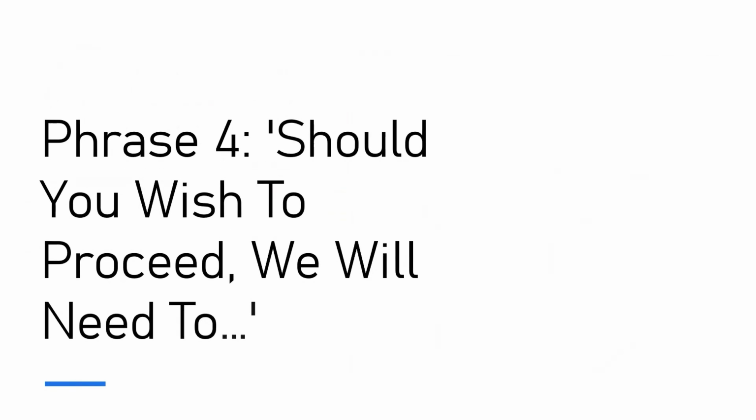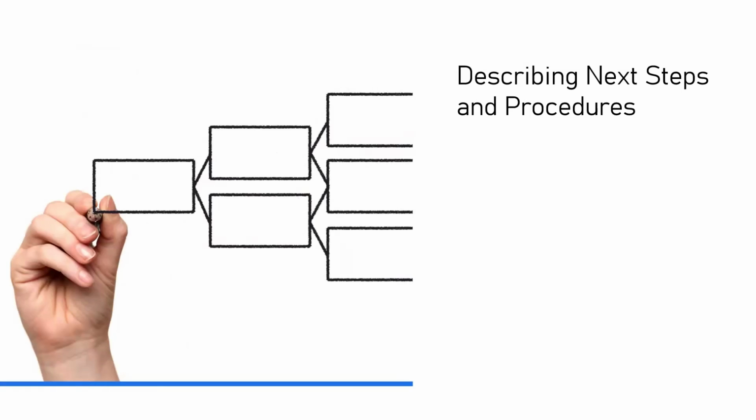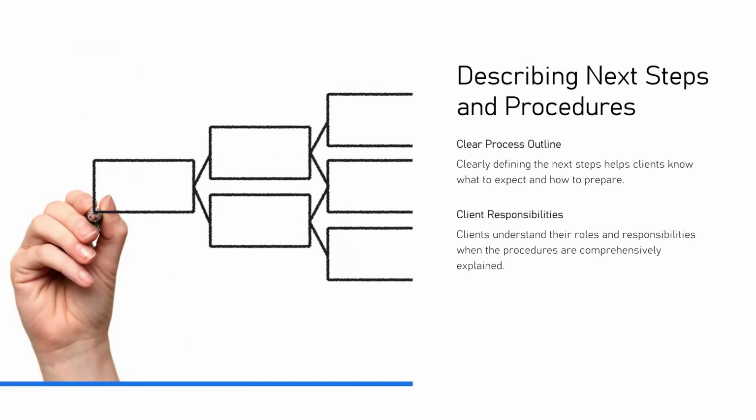Phrase 4 then, should you wish to proceed, we will need to. So here we are looking at a conditional phrase. Okay, now I will have more videos going over advanced grammar, and conditionals will form a part of that. But just looking at it in the context of a collocation, should you wish to proceed, we will need to. So straight away, you're describing the next steps, the procedures that are to come. So it's a clear process outline. You're defining this is what's going to happen. Step 1, step 2, step 3. You're setting those expectations, and the client will understand their role and responsibility as well once it's explained clearly.